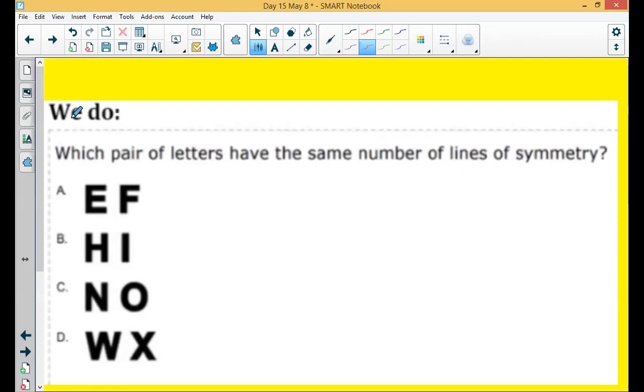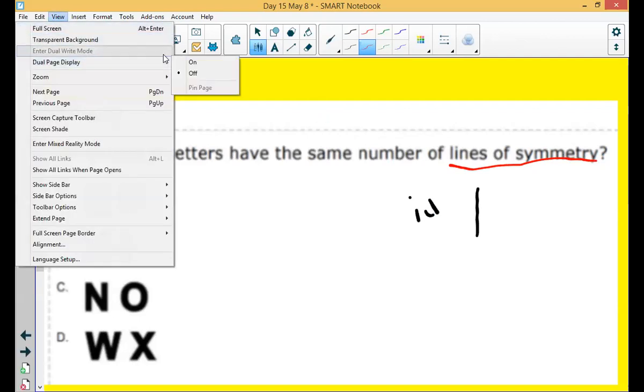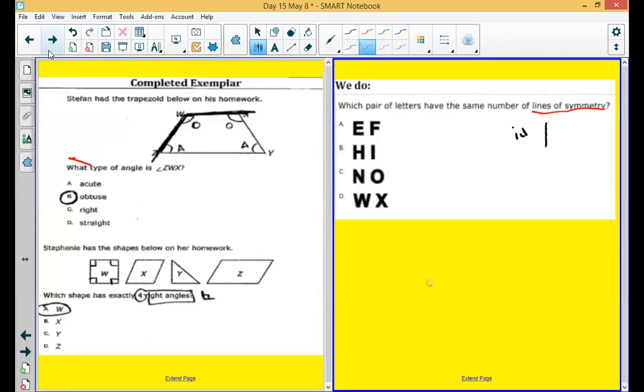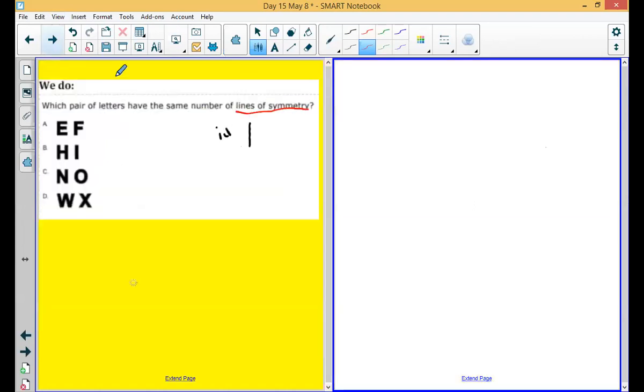And remember, you had lines of symmetry yesterday. And lines of symmetry divide something in half, and they're identical on both parts. Okay, so this side is identical to this side. Let me change my view here.